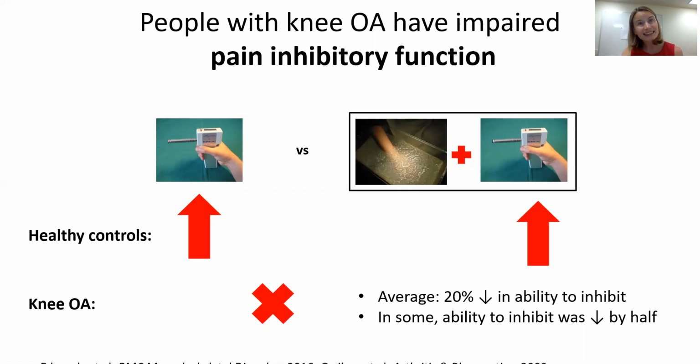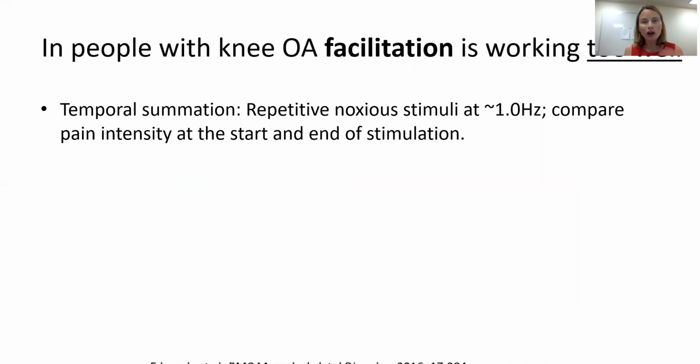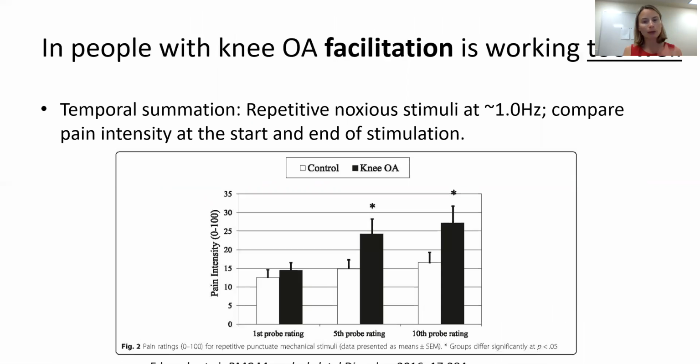But what's more, it also seems that in people with knee OA, facilitation is working too well. We often test this using something called temporal summation, where we apply a noxious stimulus to the skin and we compare how much that hurts at the start to how much it hurts at the end of 10 stimuli. In people with knee osteoarthritis, there in the dark bars, you can see that comparing the first probe to the 10th, they have a much bigger ramp up, a bigger wind up of their system, such that it hurts much more than people without pain experience.